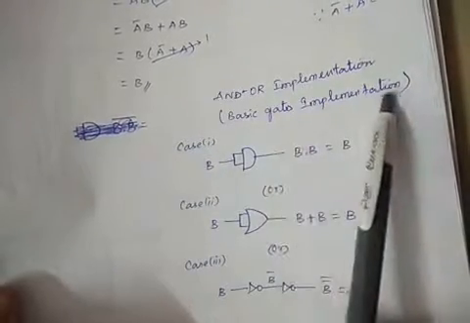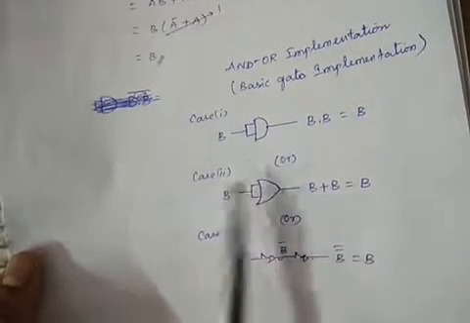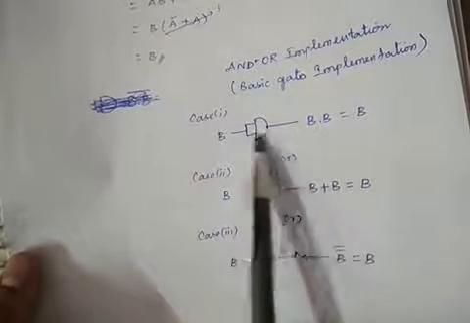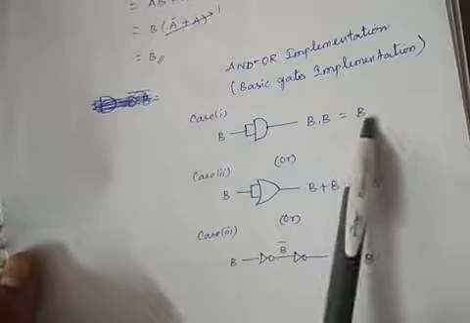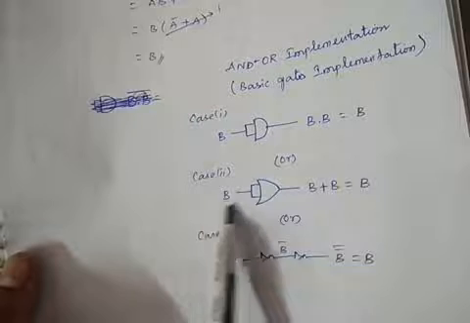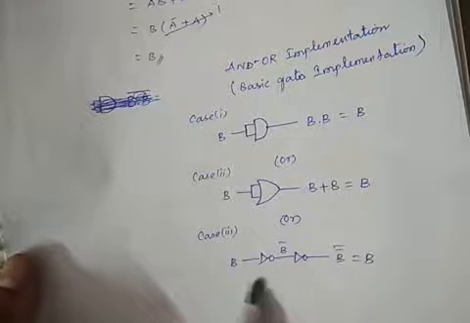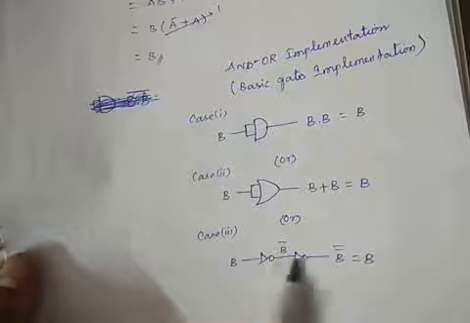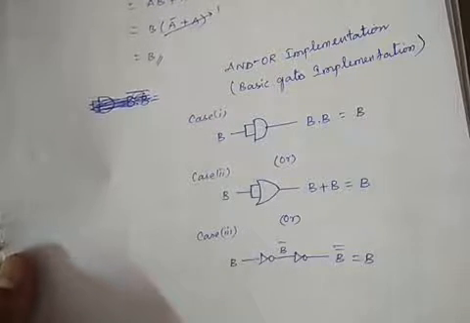Then AND OR implementation is nothing but basic gate implementation. So there are three cases here. If you use an AND gate, we will be getting only one AND gate, we will be getting B. If you use an OR gate, we will be getting B like this. If you use NOT gates, two NOT gates you have to connect serially. There also you will get the B value.